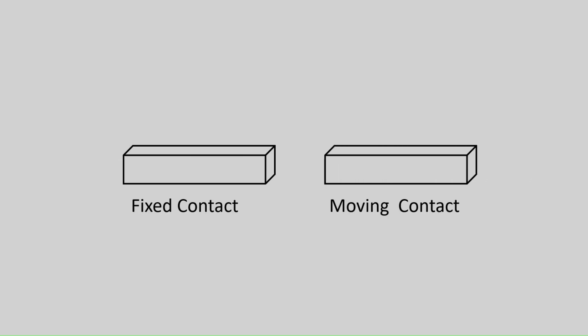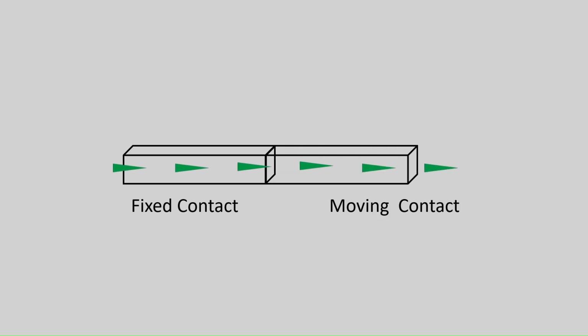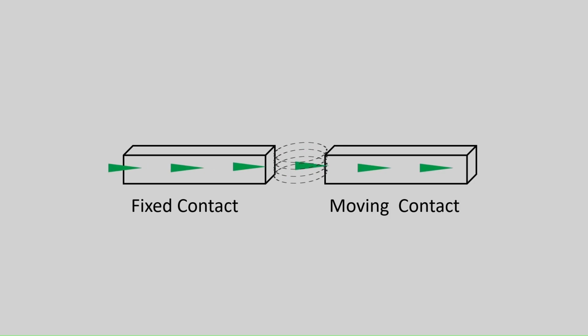One is the fixed contact and the second is the moving contact. At normal operating conditions, both contacts are closed and a normal current is flowing through the contacts. But when a fault occurs, the current increases several times compared to the normal current, and the moving contact of the circuit breaker moves backward and there will be an air gap between the two contacts.